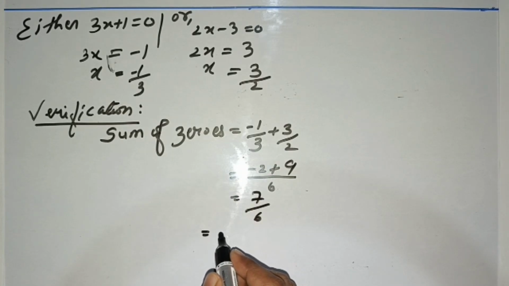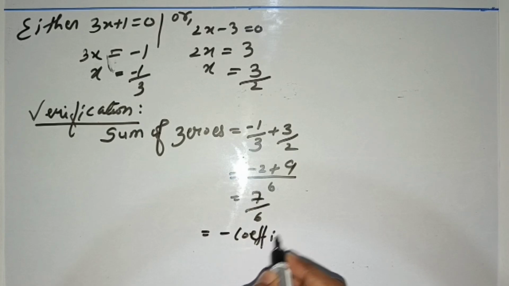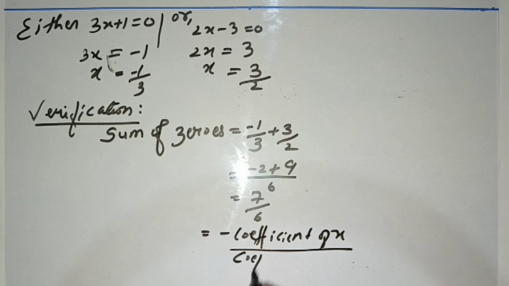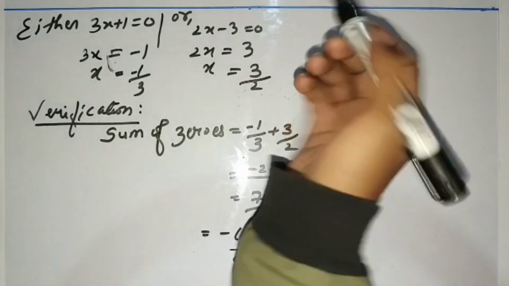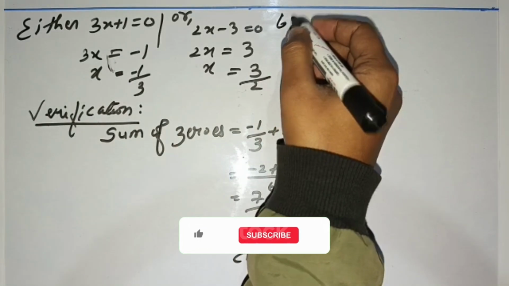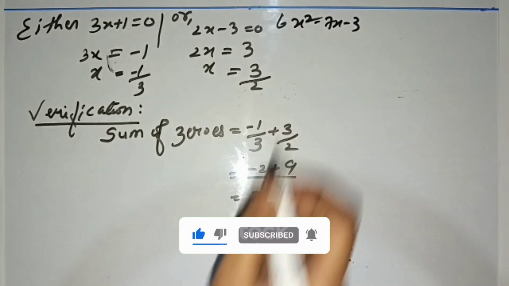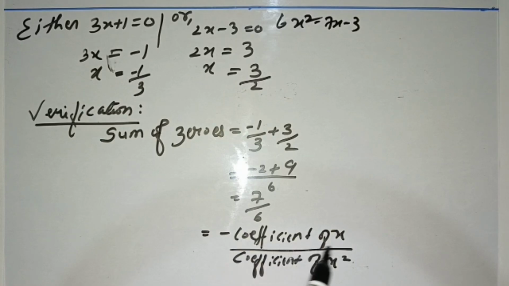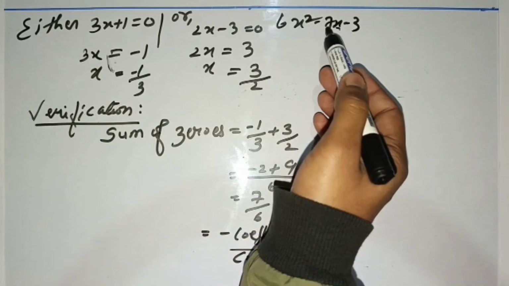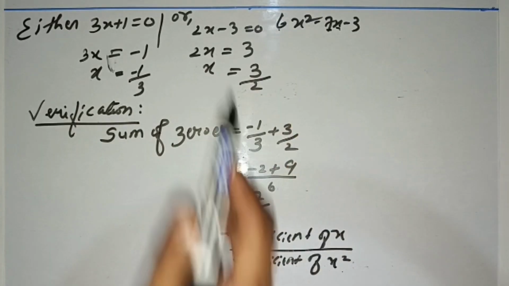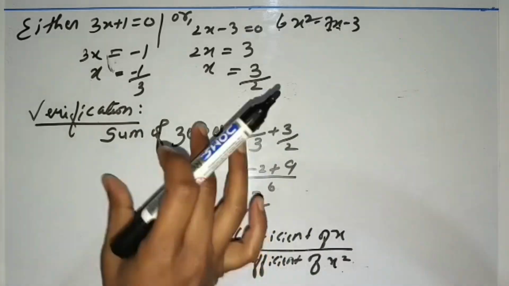Now the sum of zeros formula is minus coefficient of x by coefficient of x square. Our quadratic polynomial was 6x square minus 7x minus 3. So we have to see minus coefficient of x. Coefficient of x is minus 7, so minus coefficient of x is 7. Coefficient of x square is 6. So this verification part for sum of zeros is done.